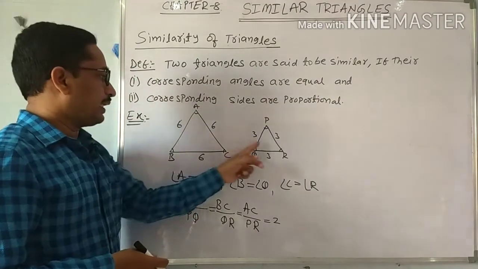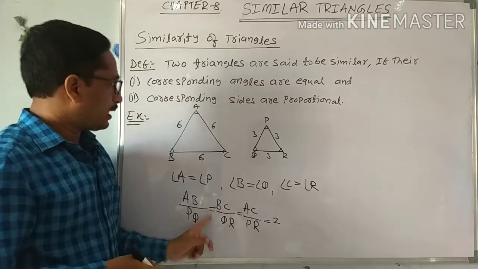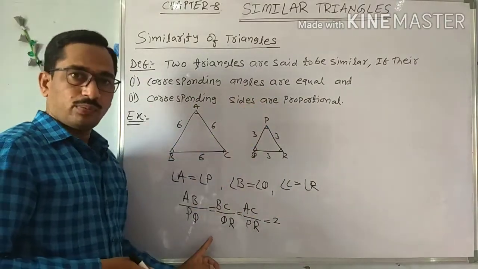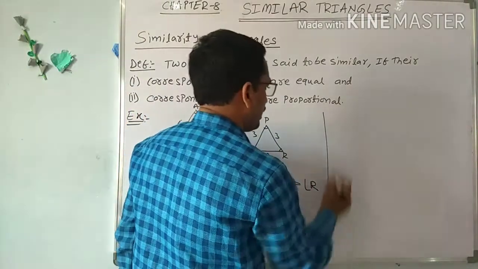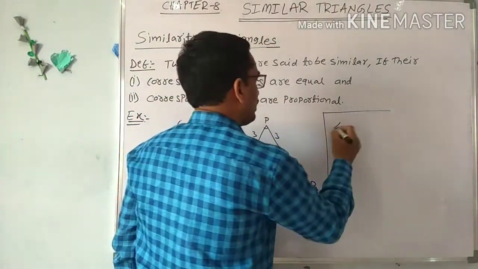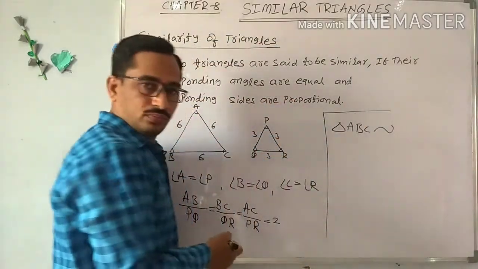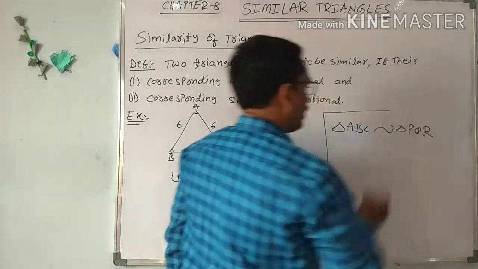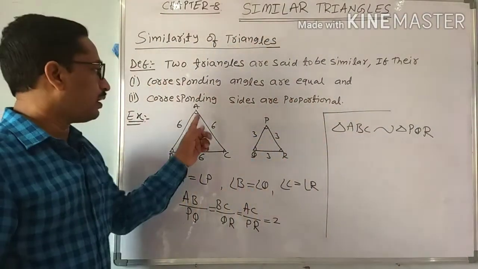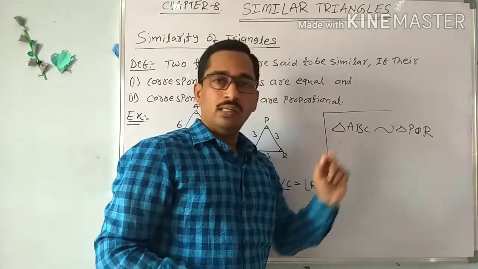So these two triangles satisfy the first condition, corresponding angles are equal, and the second condition, corresponding sides are proportional. So these two triangles are similar, and we write symbolically: triangle ABC is similar to triangle PQR. Here the order is important. Remember once again, the order of the letters is important. Triangle ABC is similar to triangle PQR.